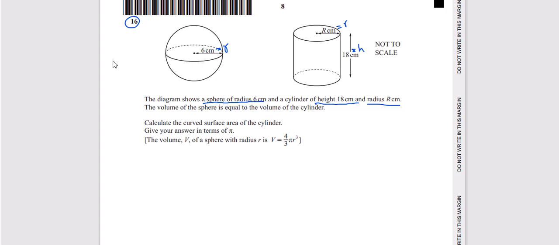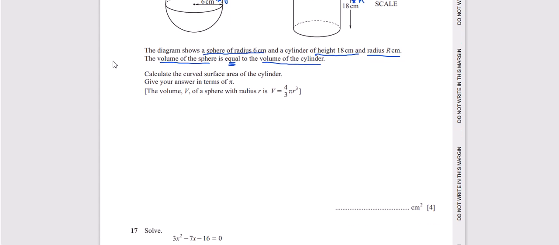The volume of the sphere is equal to volume of the cylinder. So the given question is that volume of the sphere is equal to volume of the cylinder. Calculate the curved surface area of the cylinder. Give your answer in term of pi.